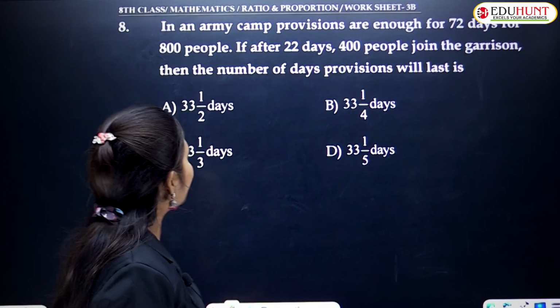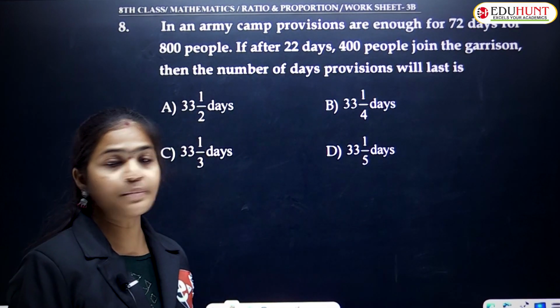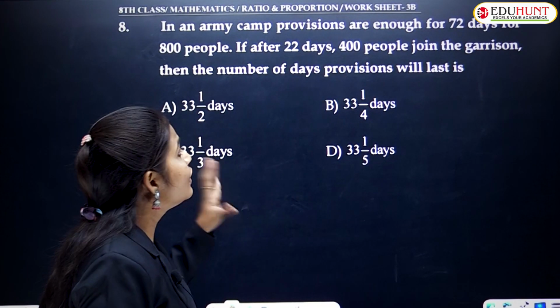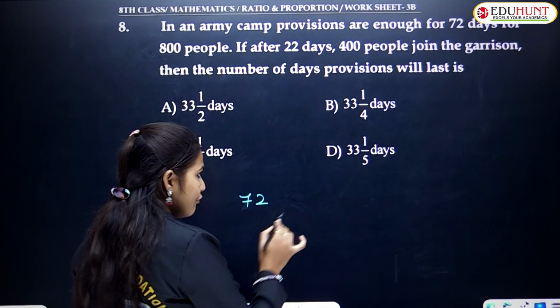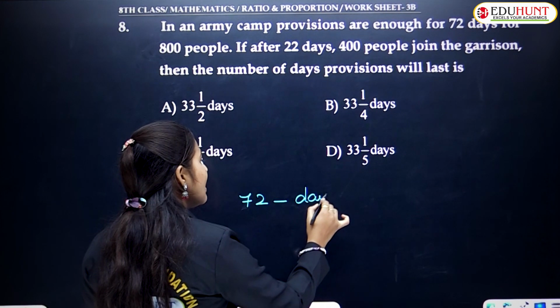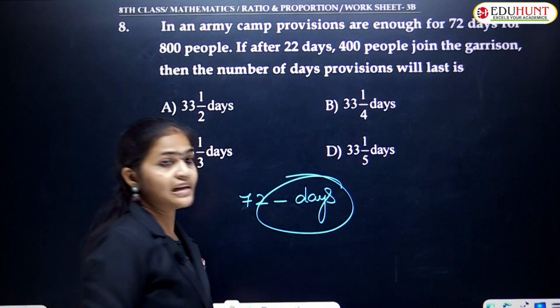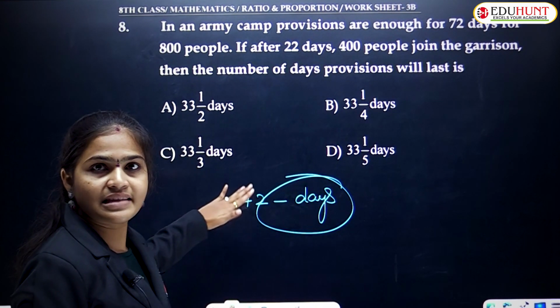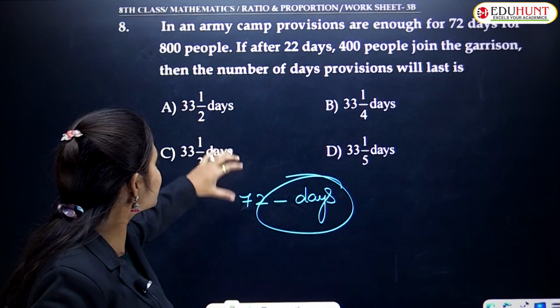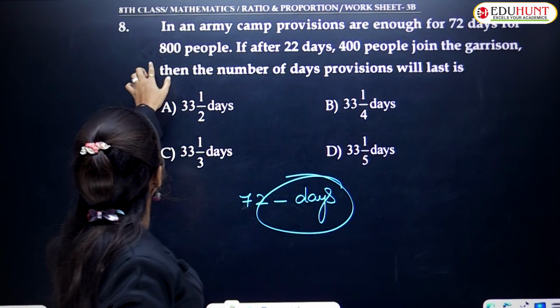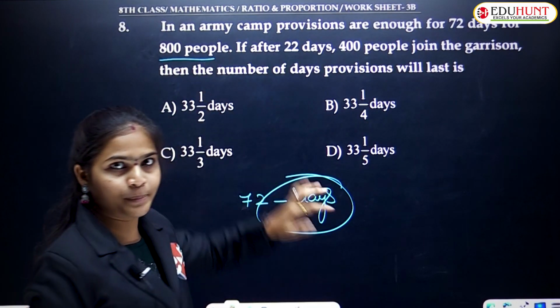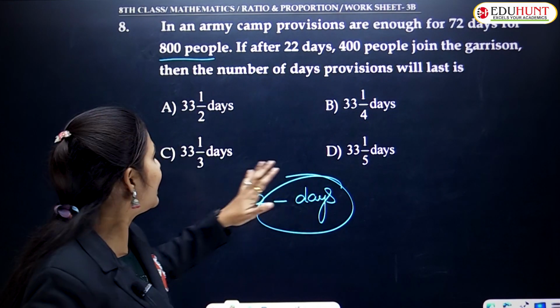In an army camp, some provisions are there. Those are enough for 72 days. So this is the total number of days that it is sufficient for, 72 days. But what is given here is that it is sufficient for 800 people.